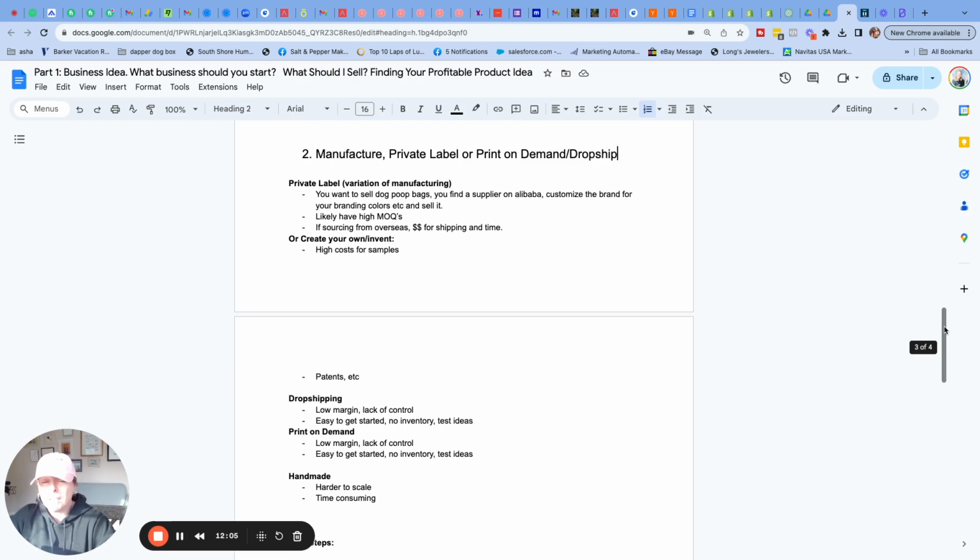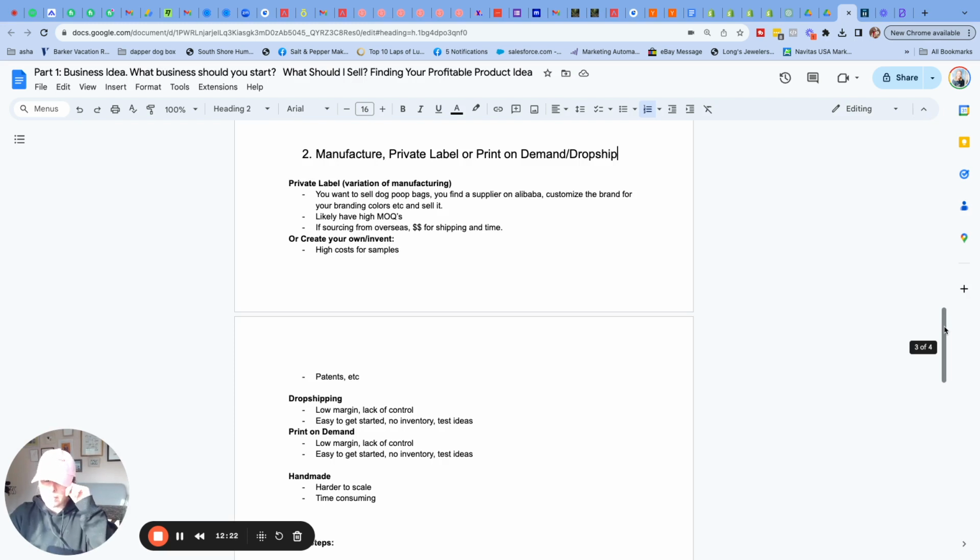But print on demand is really great for basically taking a design that you have, let's say it's an SVG file or a PNG file, that you could then slap on a specific type of product. So it's kind of similar to drop shipping.